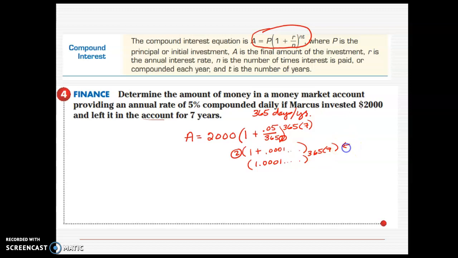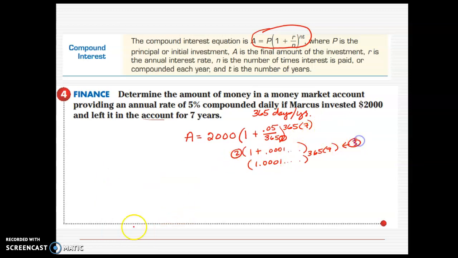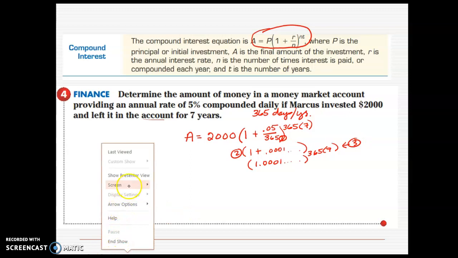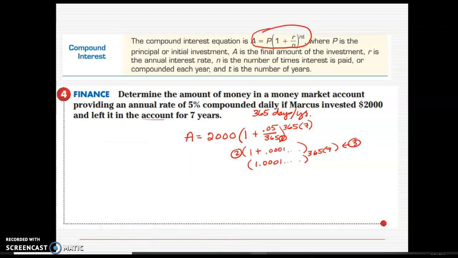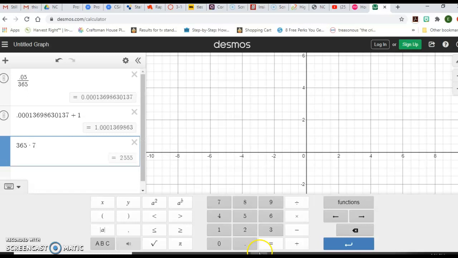Raised to the 365 times 7. Well, since I'm not carrying things over, I'm going to do the 365 times 7 right now and get that done next. If you've got a TI-84, you can do it in this order, and it will bring back stuff for you. So 365 times 7, 2555.